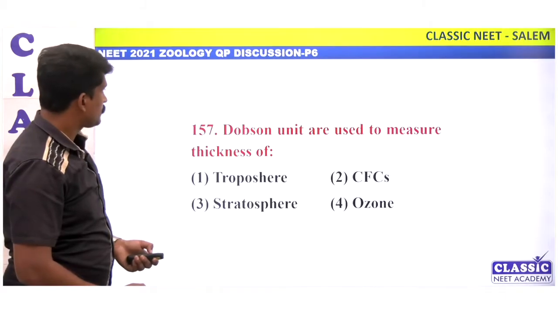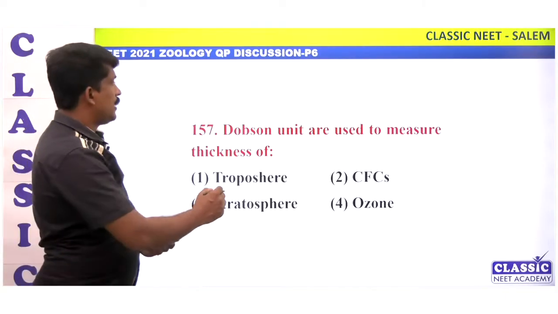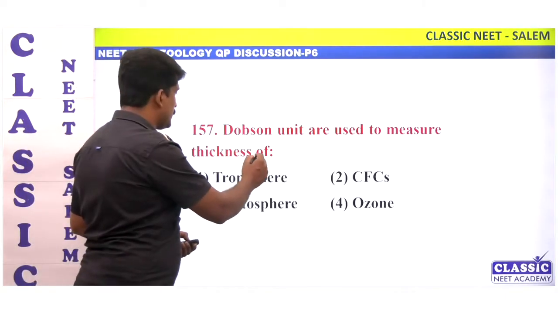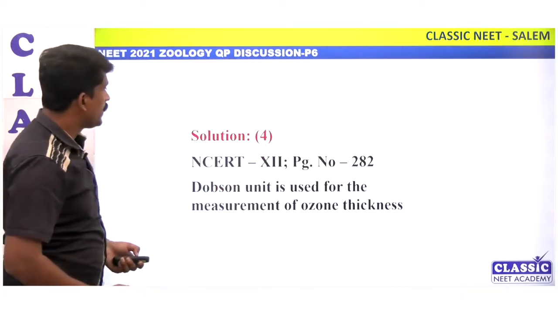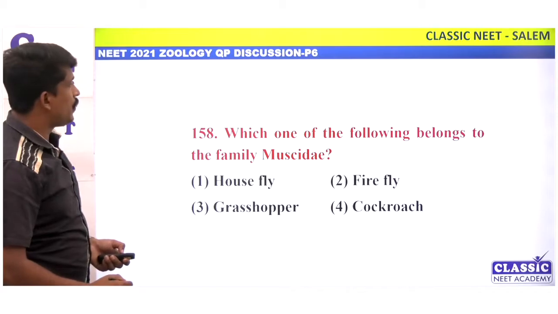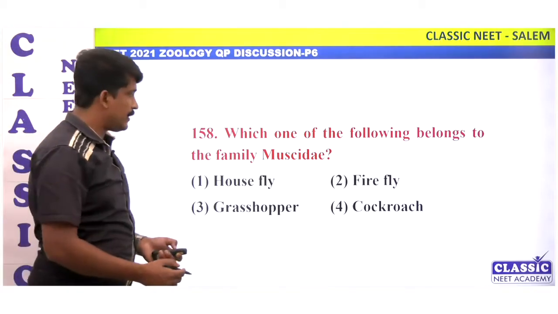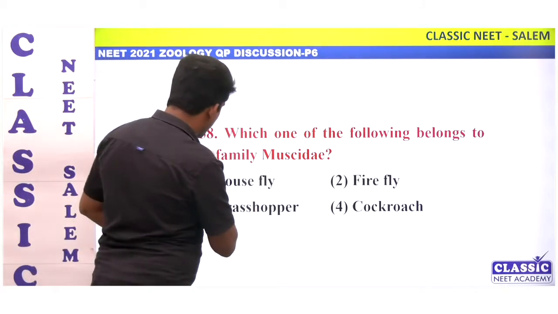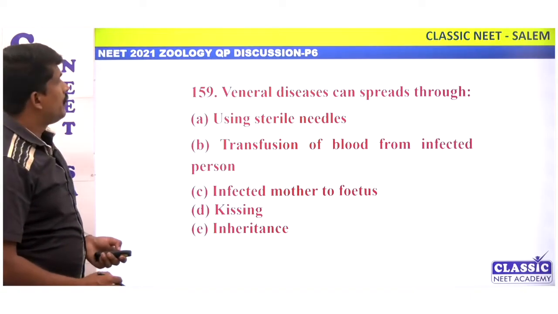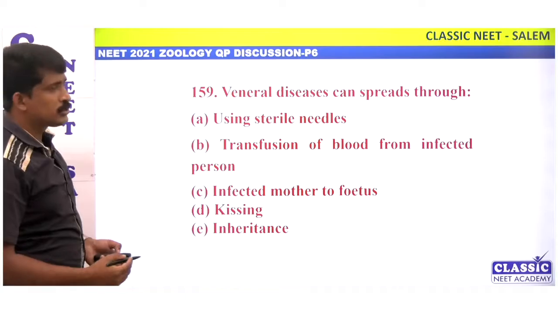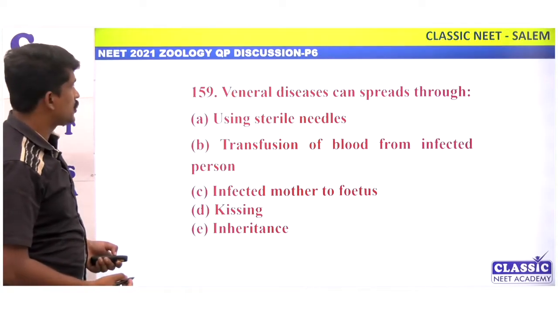Dobson units are used to measure the thickness of ozone. Yes, this is a very easy question, direct NCERT. Okay students, now which one of the following belongs to the family Muscidae? That is Musca domestica, so that's our housefly.